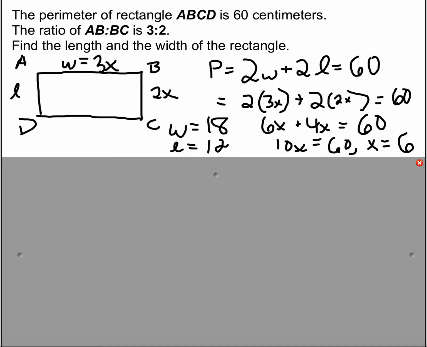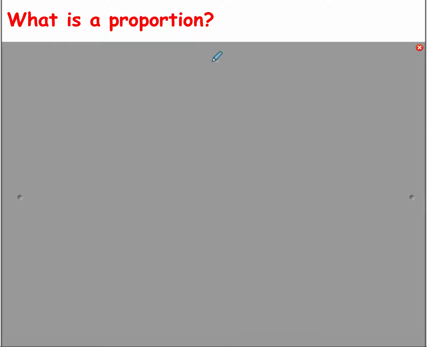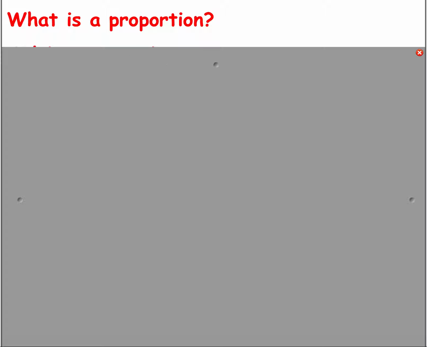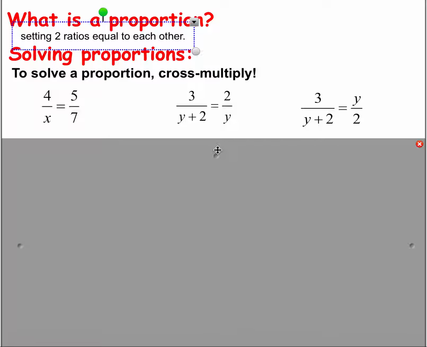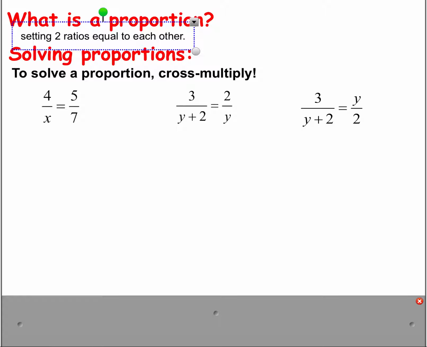Now, one of the things that we do most of the time with proportions or with ratios is we put them into a proportion. So what is a proportion? Well, a proportion is essentially just setting two ratios equal to each other. Okay, so I need to have two ratios and I need to set them equal to each other.